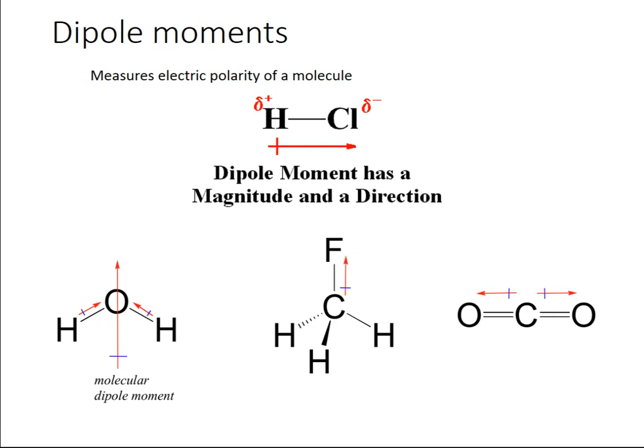Now let us define what we call dipole moments. A dipole is coming from the word polarity. So we have two poles of a molecule. We have a positive pole, which is here, and a negative pole. So this molecule is known as a polar molecule because we can say the chlorine side has a negative, the hydrogen side has a positive.